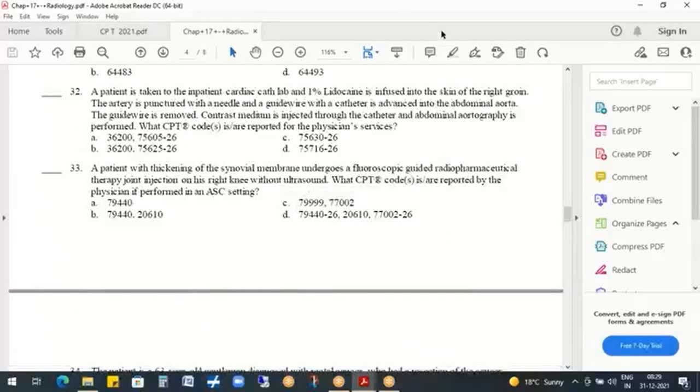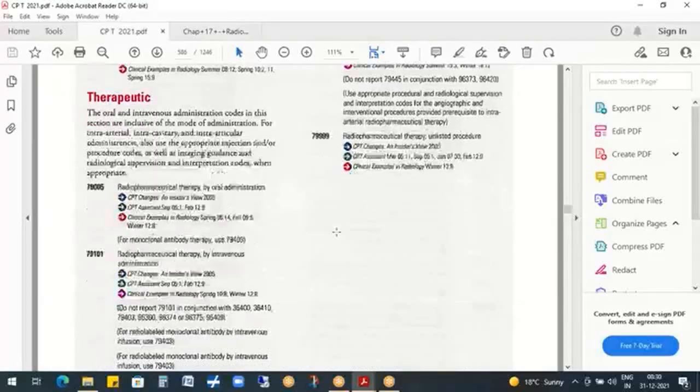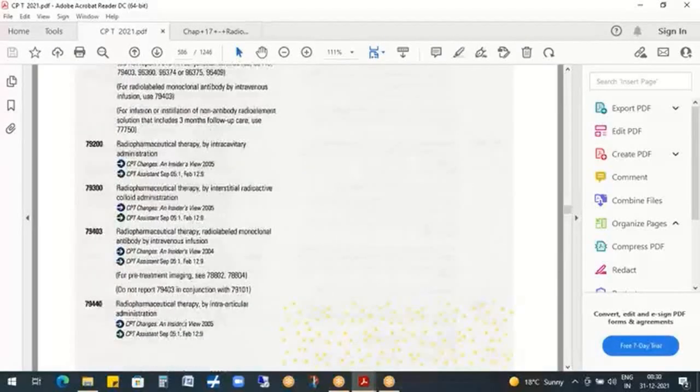See question number 33 in your books. A patient with thickening of synovial membrane undergoes a fluoroscopic guided radiopharmaceutical therapy joint injection on the right knee without ultrasound. What CPT codes are reported by the physician? Now, I will go with 79440. What is the code 79440?